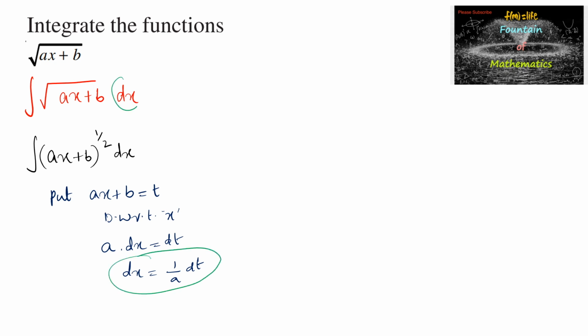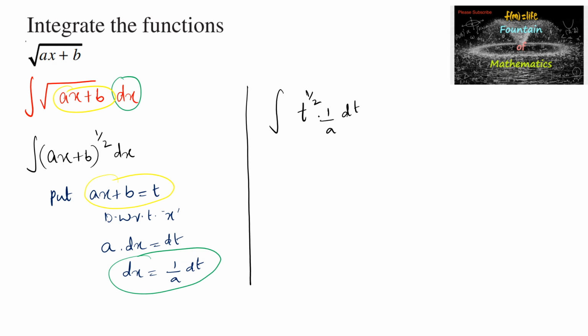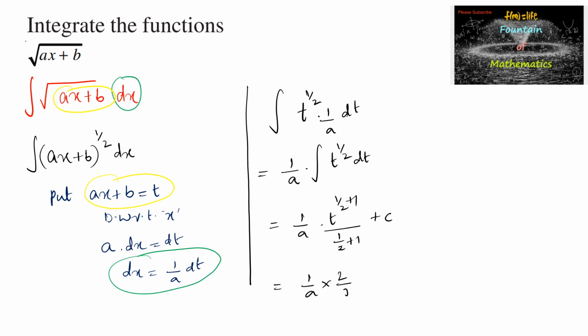Let us use in place of dx as 1 upon a dt, and ax plus b we can write as t. So integral t to the power 1 by 2 dx is nothing but 1 upon a into dt. 1 upon a is a constant, so 1 upon a into integral t to the power 1 by 2 dt, and by using the formula integral x power n, we can write t to the power of 1 by 2 plus 1 divided by 1 by 2 plus 1 plus c. So that is 1 by a into 2 upon 3 t to the power of 3 by 2 plus integral constant c.